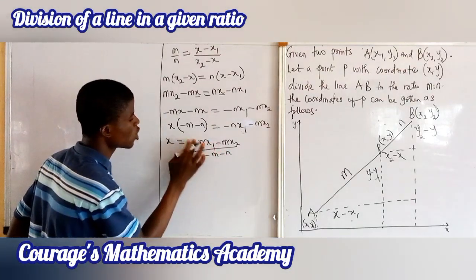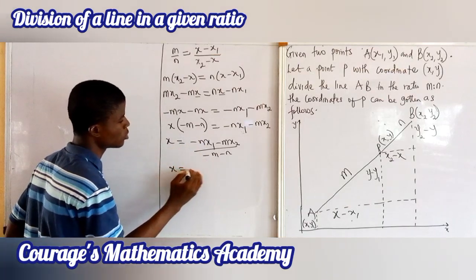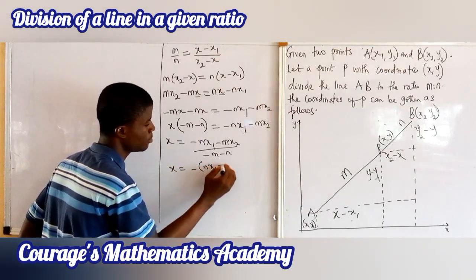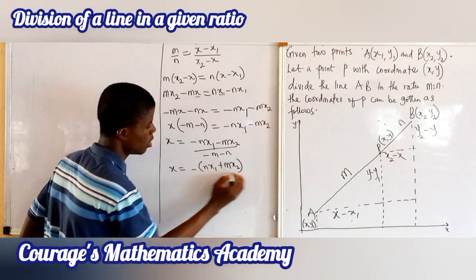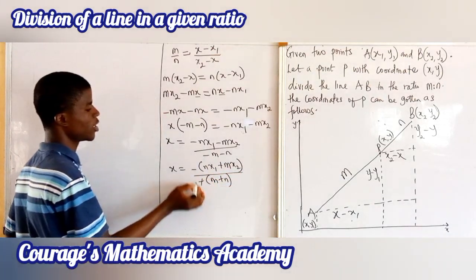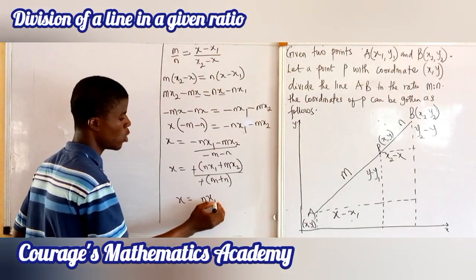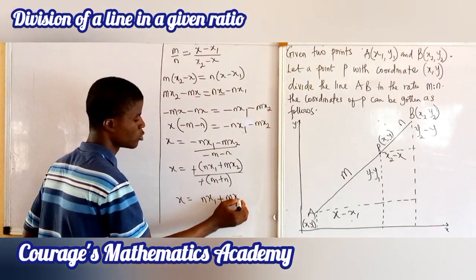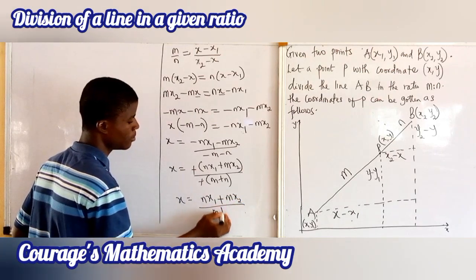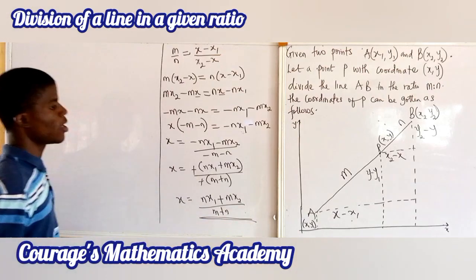Now, negative is common to both the numerator and denominator of the fraction. So we say x equal to minus nx1 plus mx2 over minus m plus n. So that the two negatives cancel, x will now be equal to nx1 plus mx2 all over m plus n. So this is the coordinate of the x-axis. Now what about the y?